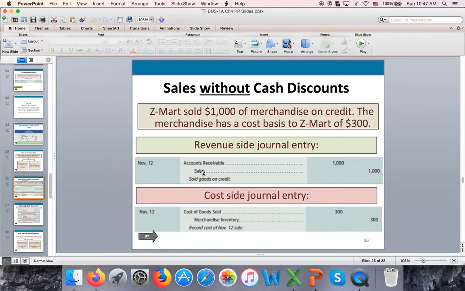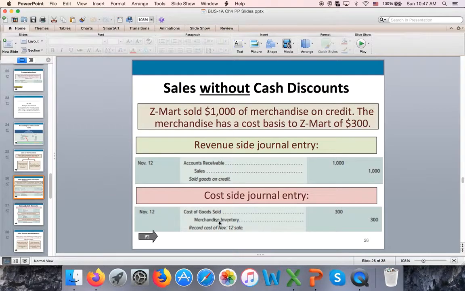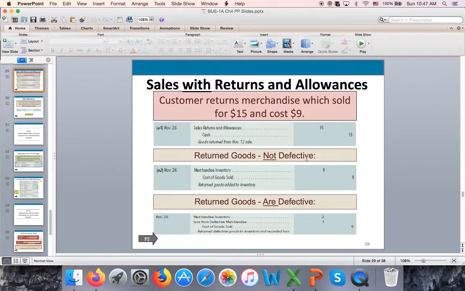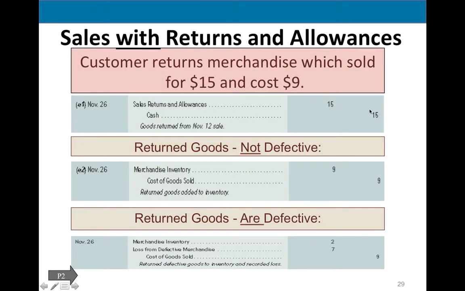Instead of debiting sales, I'm going to debit sales returns and allowances. And I'm going to credit AR because the customer does not owe me that amount of money. Also, I'm going to debit inventory because I'm receiving the parts back. And I'm going to credit cost of goods sold because the parts are no longer sold. So here is the transaction, right? Sales returns and allowances, debit, cash credit, and if they are not defective, merchandise inventory, debit, cost of goods sold, credit.